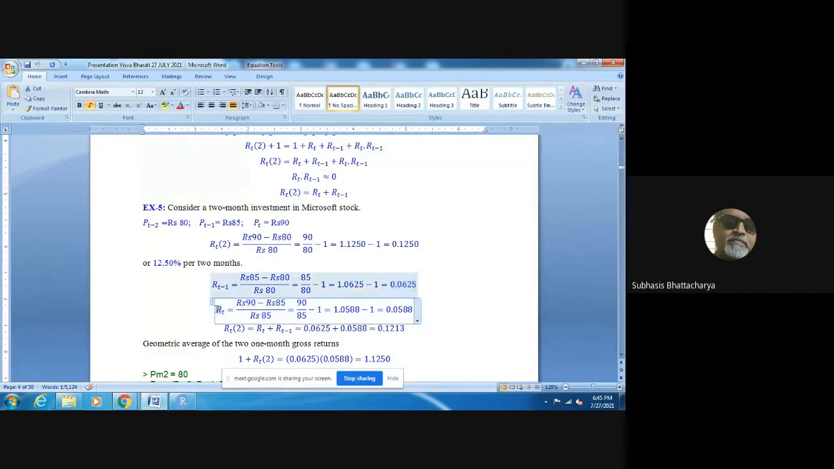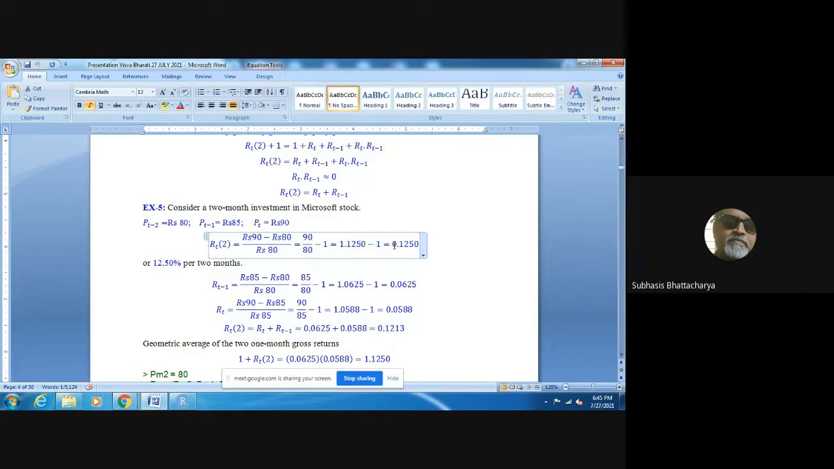And if you consider between T and T minus 1, then it is between 90 and 85, and you get 5.88%. So if I add these two, since these two rates are very, very low, we get the return becomes 12.13%.